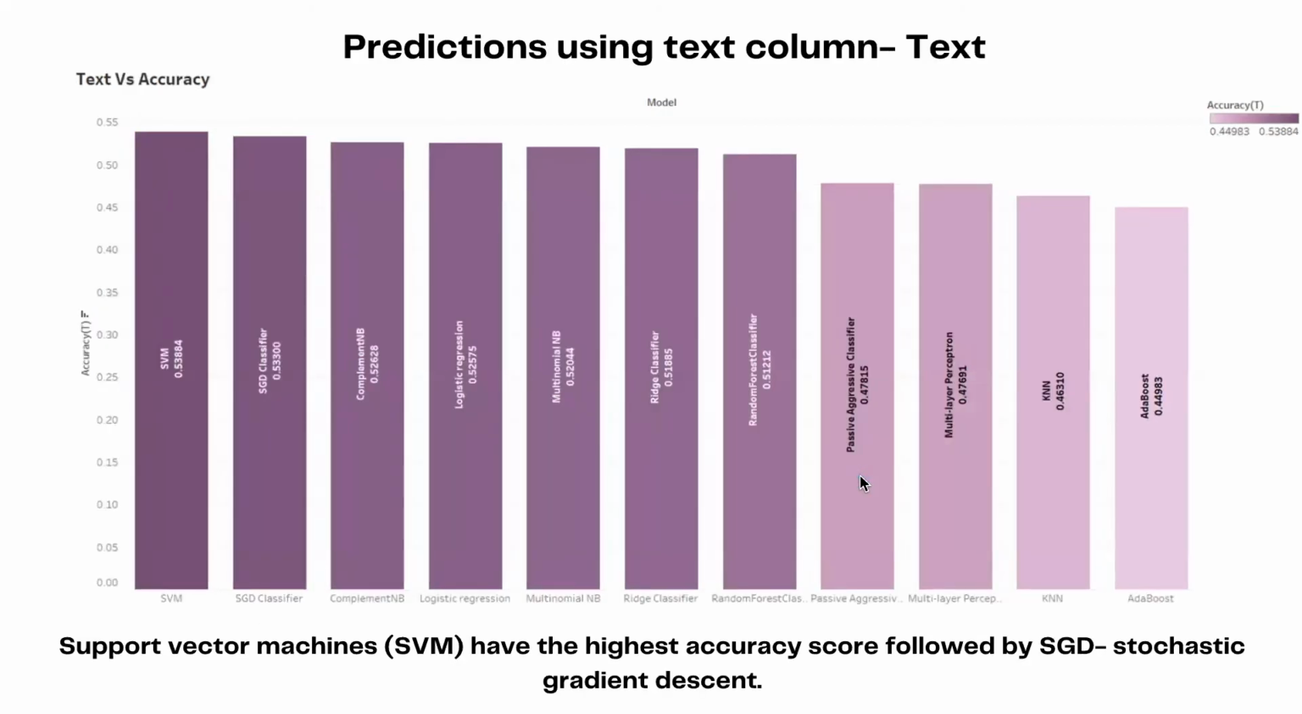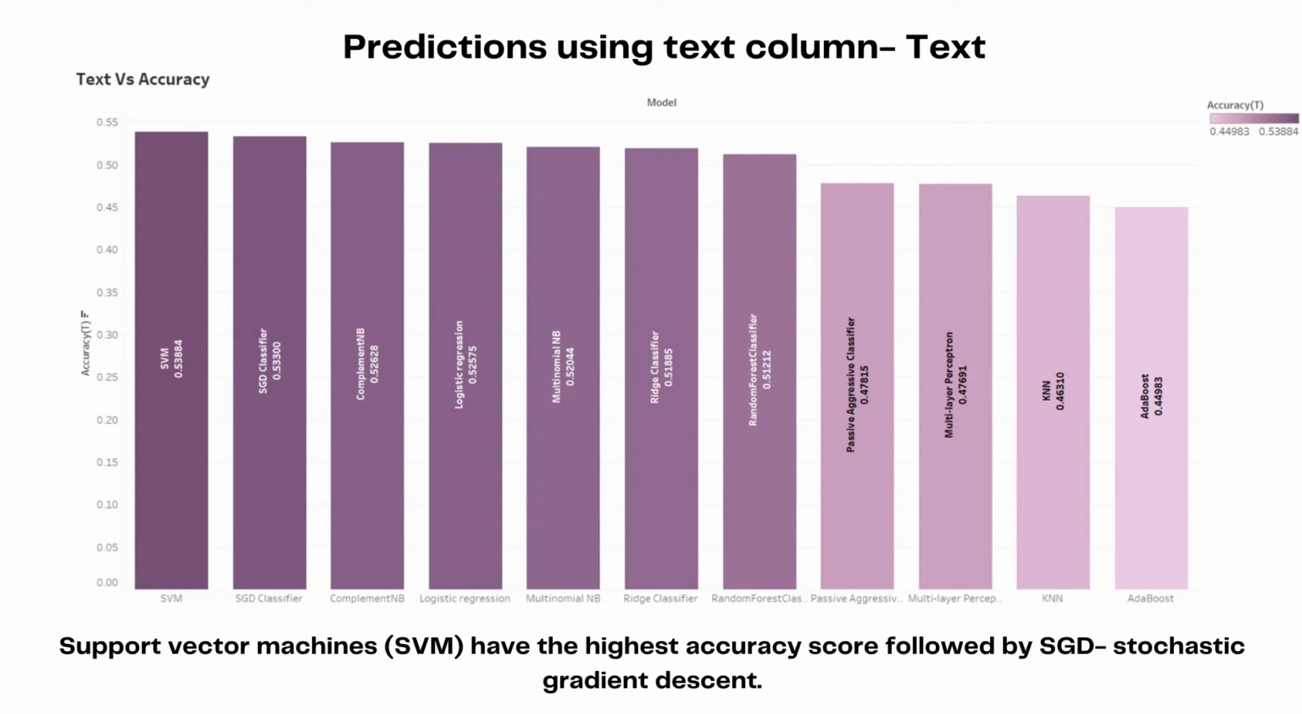Now let's see what kind of predictions we are getting when we're using a text column. The text column is basically the tweets that users are tweeting, so based on the text that they are using, we find the predictions. The accuracy scores are slightly better than with non-text data, but again, not very high. SVM, support vector machines, is giving the highest accuracy, followed by SGD classifier. But surprisingly, AdaBoost has the lowest accuracy.